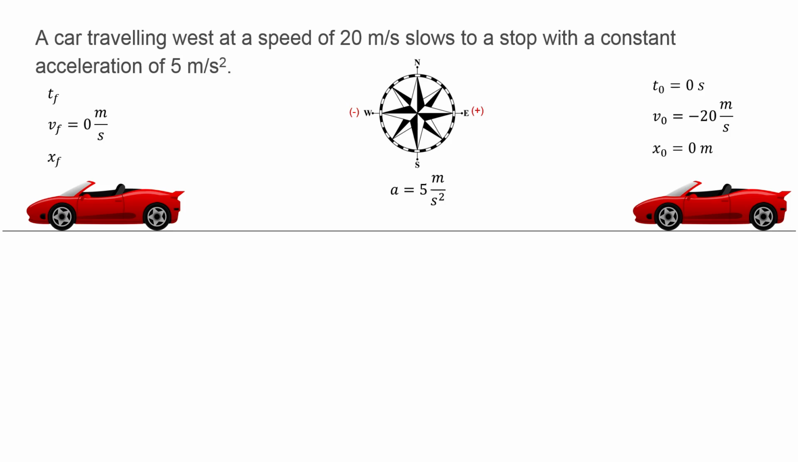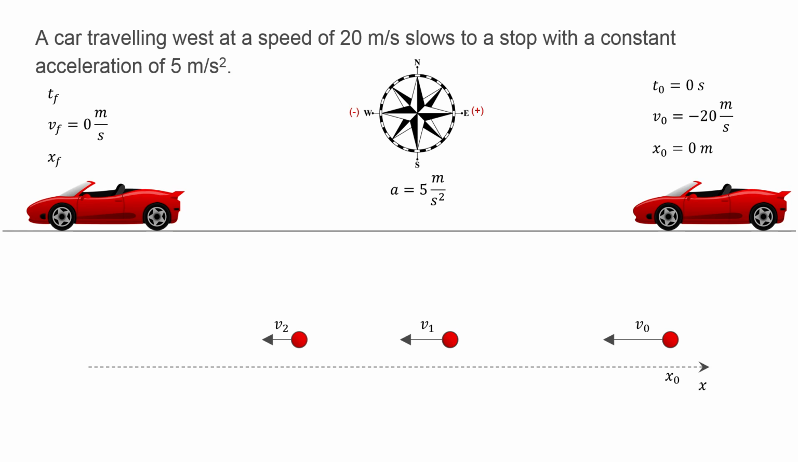We'll start by labeling a general x-axis. Initially, our car is at the position x0 and has a velocity to the west of v0. Some time later, the car will have moved a distance to the west, and will have a slightly smaller velocity. A little later still, the car has moved not quite as far west, and has still a smaller velocity. Eventually, the car will have a speed of 0 meters per second at a position x sub f. From here, we could create both the mathematic and graphical representation of this information.